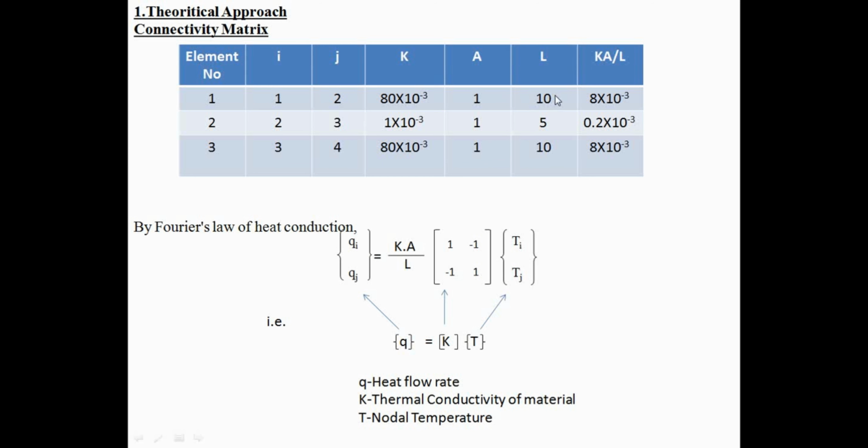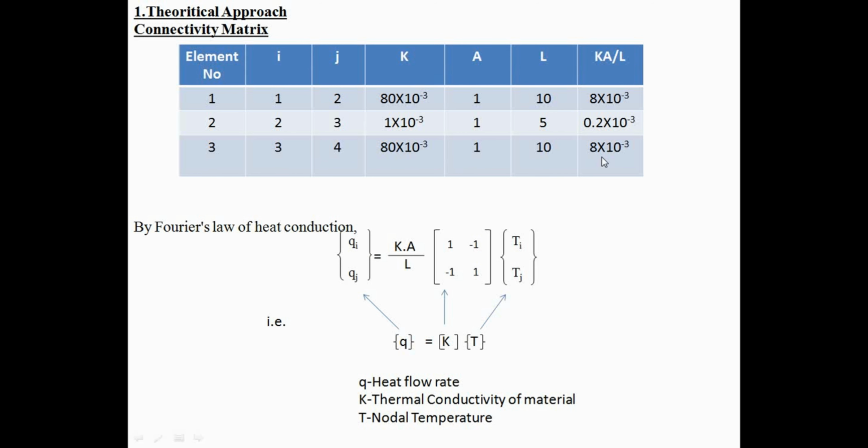The length of the first element is given as 10. So KA divided by L for the first element will be 8 into 10 to the minus 3. Similarly for the second element, the insulation thermal conductivity is 1 into 10 to the minus 3, the cross-section area is assumed to be unity, and the length given is 5. So KA upon L will be 0.2 into 10 to the minus 3. Similarly for the third element, the conductivity of brick is 8 into 10 to the minus 3, the area is 1 and the length is 10.